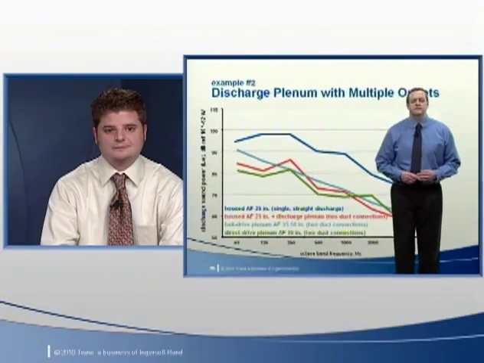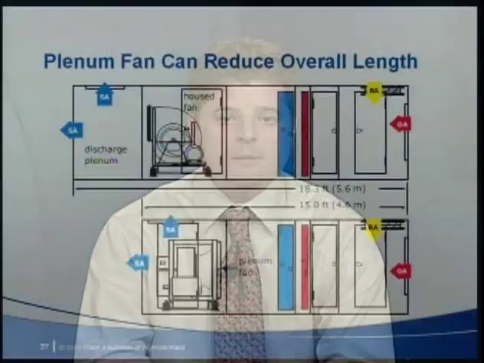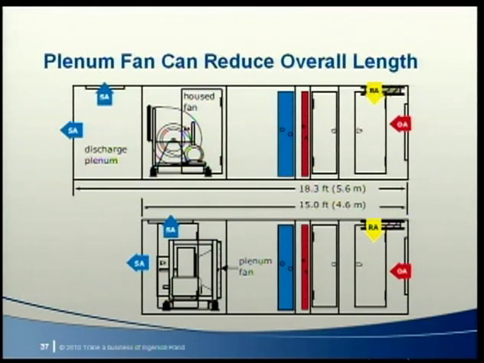So, when a discharge plenum is added to a draw-through housed fan, it results in more fan power being consumed, typically to the point where a direct drive plenum fan has about the same power consumption as the housed airfoil fan. And discharge sound levels are similar, if not better, with the plenum fan. But the air handling unit with the plenum fan will likely be shorter. In this example, adding the discharge plenum to the housed fan increased the overall length of the air handling unit by more than 3 feet.